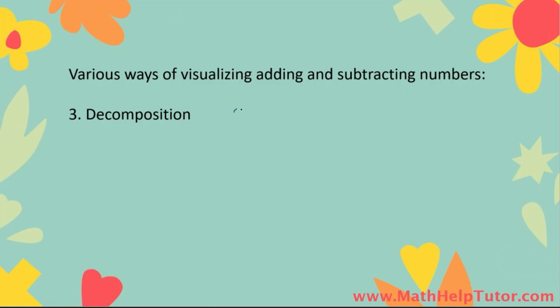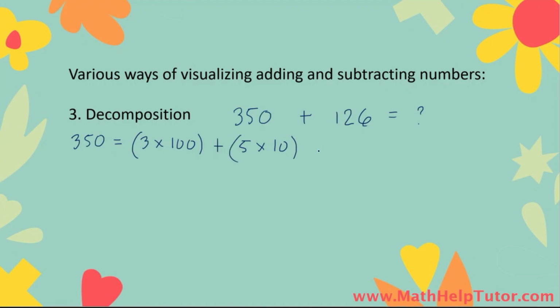Let me give you an example. Say we want to add the numbers 350 to 126. We will now recall the lesson about the expanded form of numbers. So 350 can also be written this way. Let's write 350 here. That's 3 times 100. That means we have 3 hundreds plus 5 times 10. That means we have 5 tens plus 0 ones, since we have 0 as the last digit in the ones place, which is of course equal to 300 plus 50 plus 0.